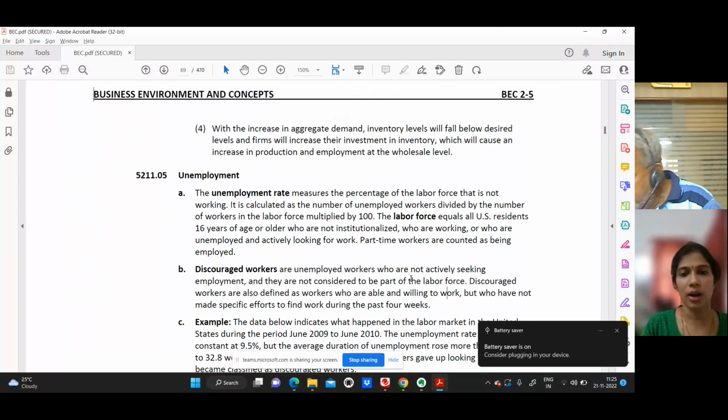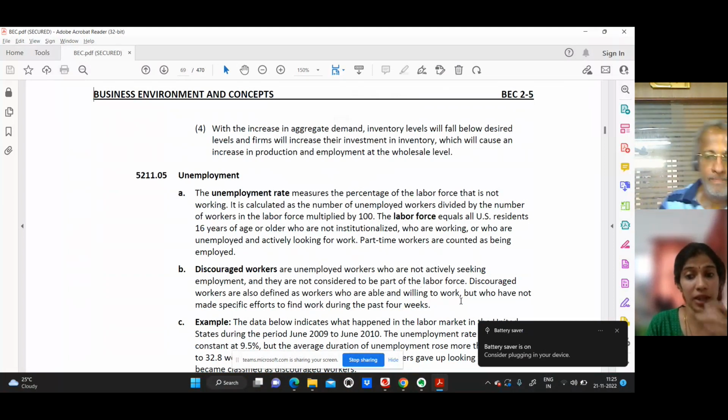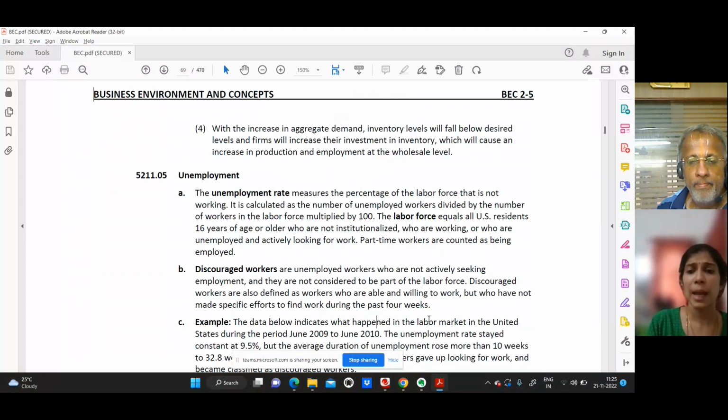So again, you're not part of that particular labor force. Discouraged workers are also defined as workers who are able and willing to work, but who have not made specific efforts to find work during the past 4 weeks, which means that you have the skill set and you are able to work, but you're not making any effort to find a job.